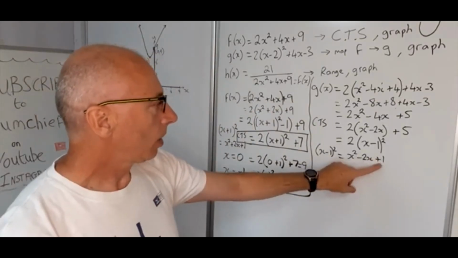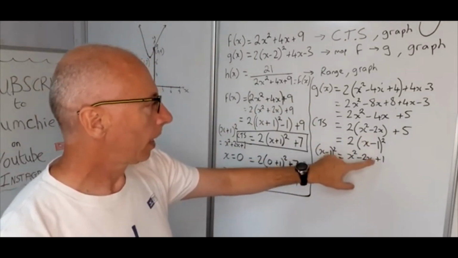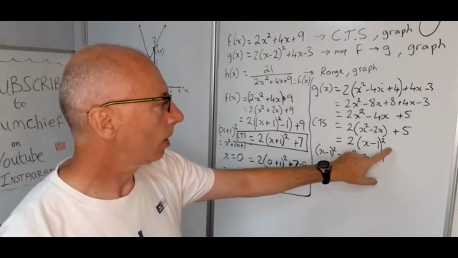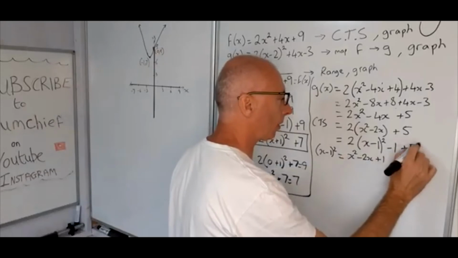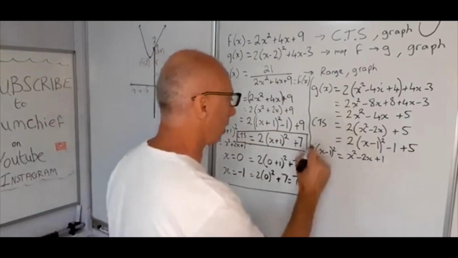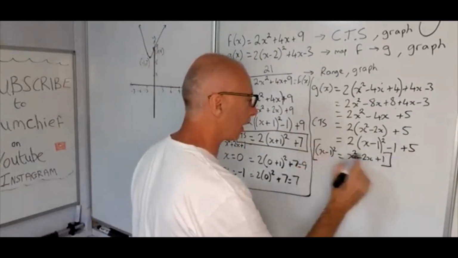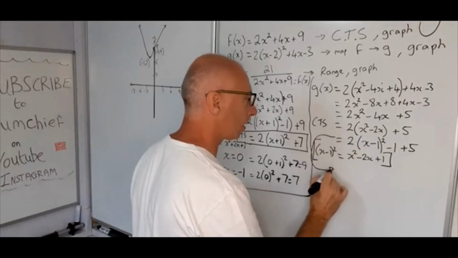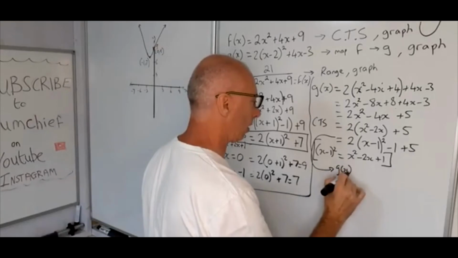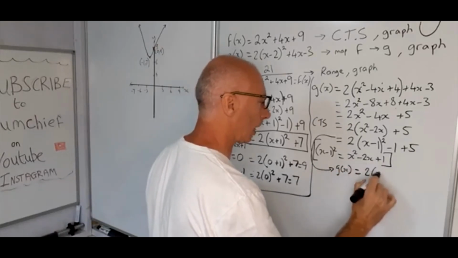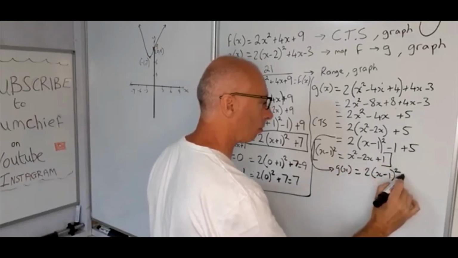So we've gained a 1 somewhere here. So now what we need to do is subtract 1. So minus 1 and plus 5. Okay, just leave that in a bracket there. Continue down here. So now we've got g of x equals 2 times (x minus 1) squared plus 4.